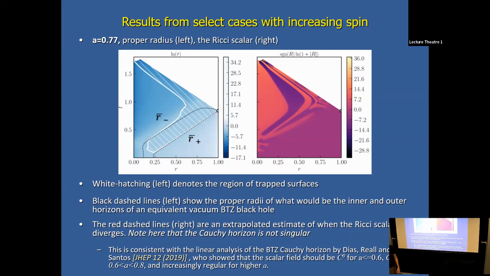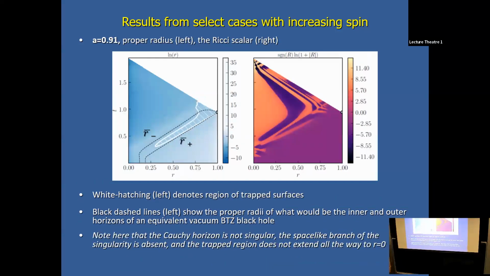But then, another interesting thing: if you go to even higher values of the spin, the space-like branch vanishes completely. So now the entire space-time doesn't have curvature singularities. There's still a Cauchy horizon, but there's no space-like part to it. And here the trapped region also doesn't quite hang around where we expect it to be. There's a small trapped region, but it doesn't collapse to R equals 0.